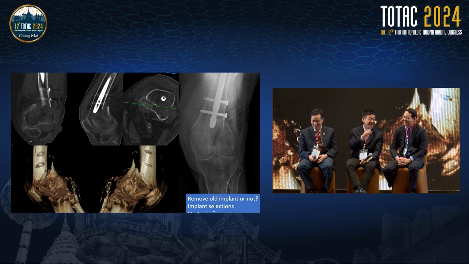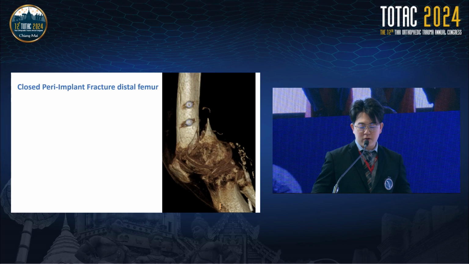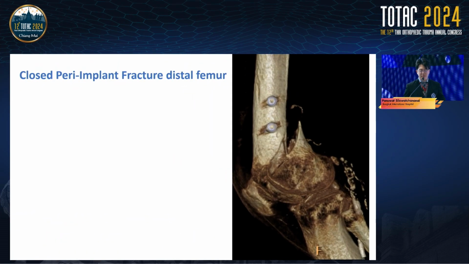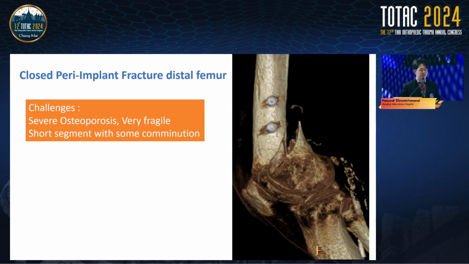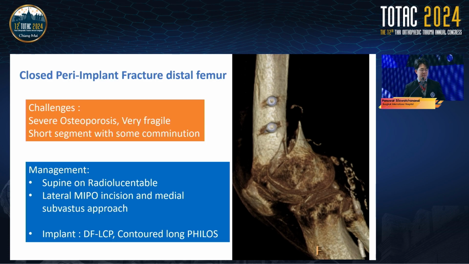Okay, let's proceed with this case. Considering our findings, we are faced with a spectrum of management options. The challenge is severe osteoporosis, a very fragile, short segment with some comminution. For our management, we operated on a radiolucent table, with a lateral incision in a MIPO fashion first, and then a medial subvastus approach. For the implant, we selected the distal femoral LCP and a contoured Philos.